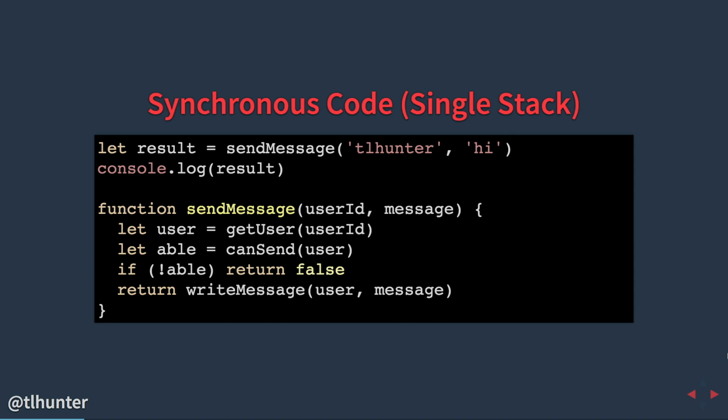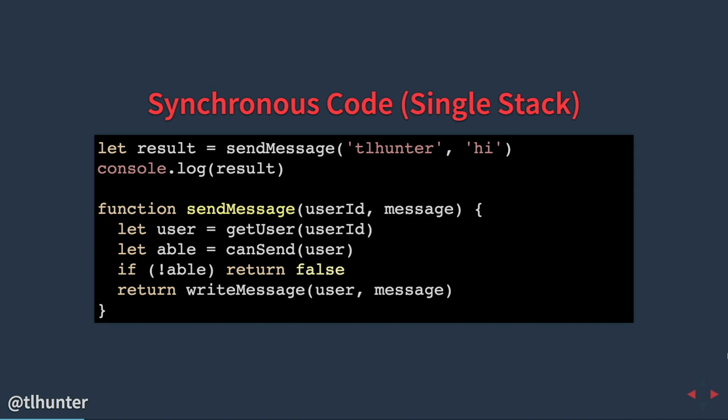So what we're doing in this case is calling a function called sendMessage. sendMessage accepts 2 arguments. The first one is the identifier of the user. The second one is the message that we're going to send. Once the sendMessage function call is complete, we then get the result of that function call, which is whether or not the message was sent. And then finally, we log that to the screen.